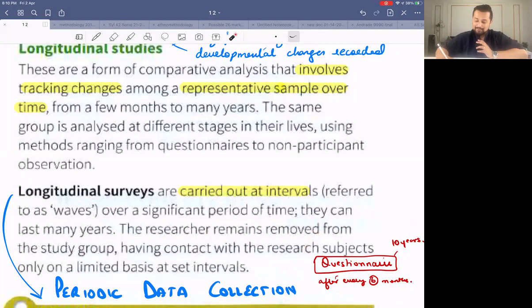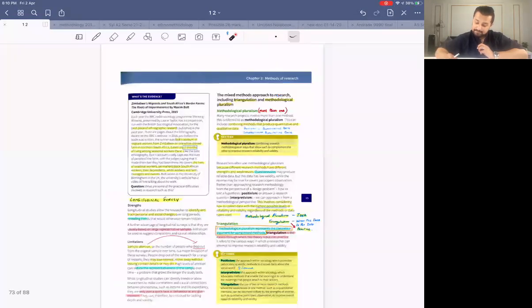Let's just say there's a study, and it's decided that on January the 10th you'd collect data, and then February, March, April, May, June, and then on June the 10th you'd collect data. That's an example of periodic data collection. Does anyone have any question? Moving on.